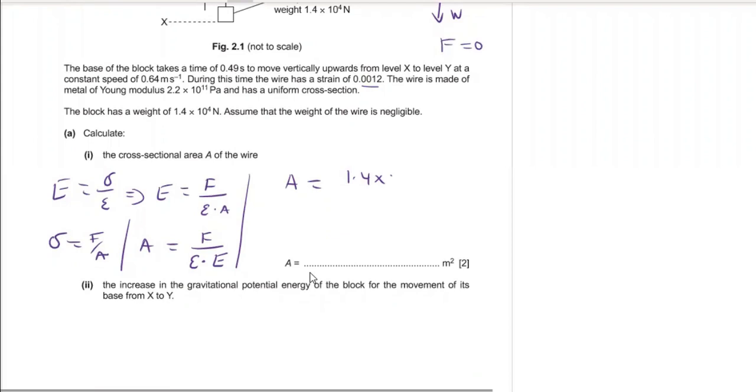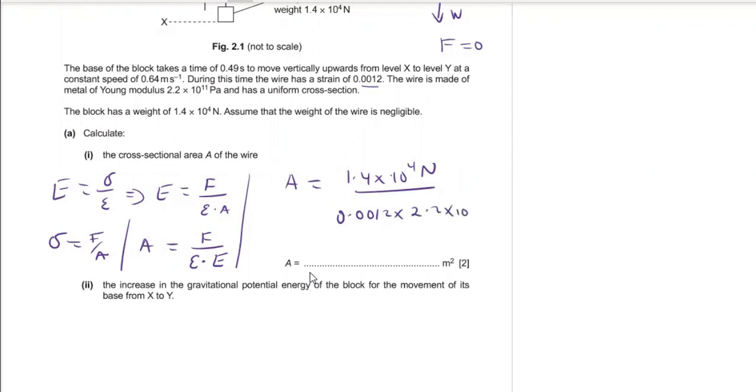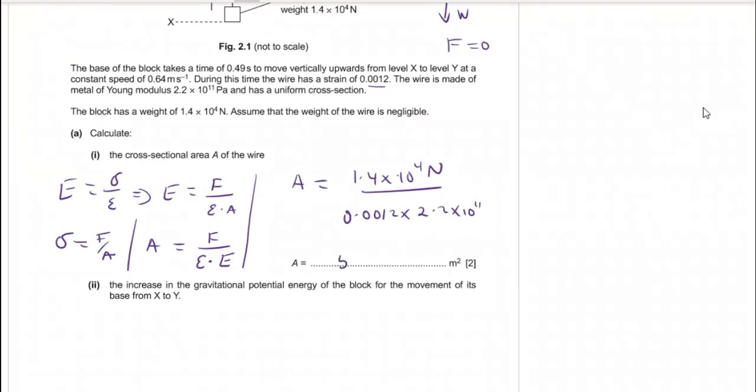So 1.4 times 10 power 4 newtons divided by the strain, 0.0012, times the Young modulus, which is 2.2 times 10 power 11. So using a calculator, this gives us 5.3 times 10 power negative 5 meters squared.